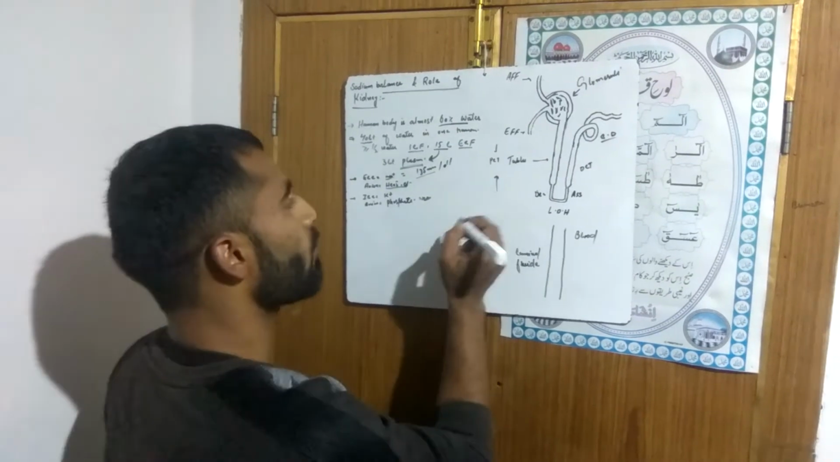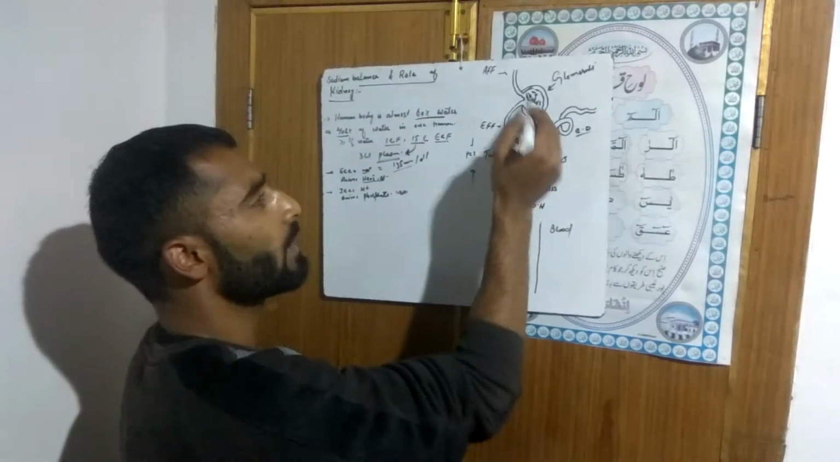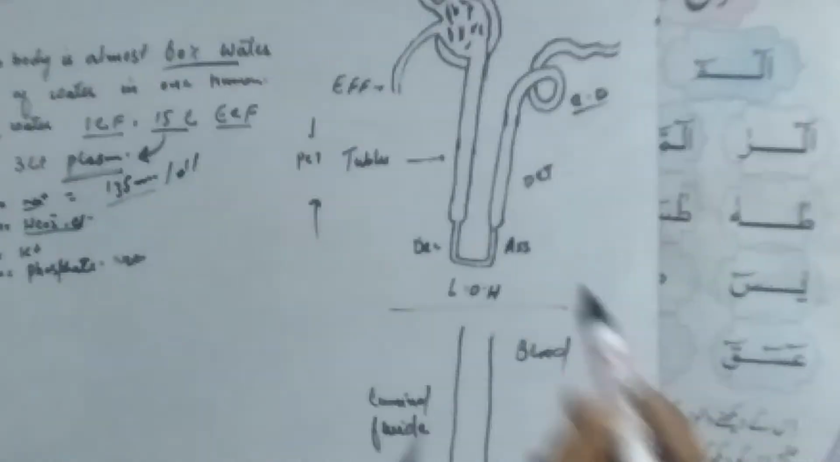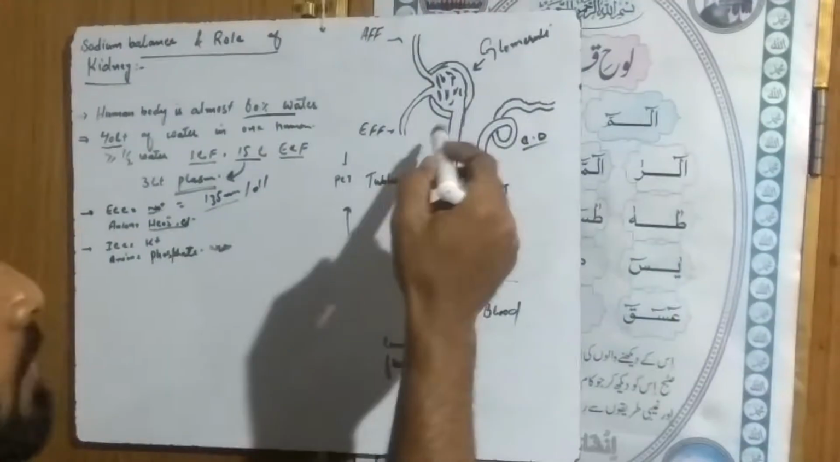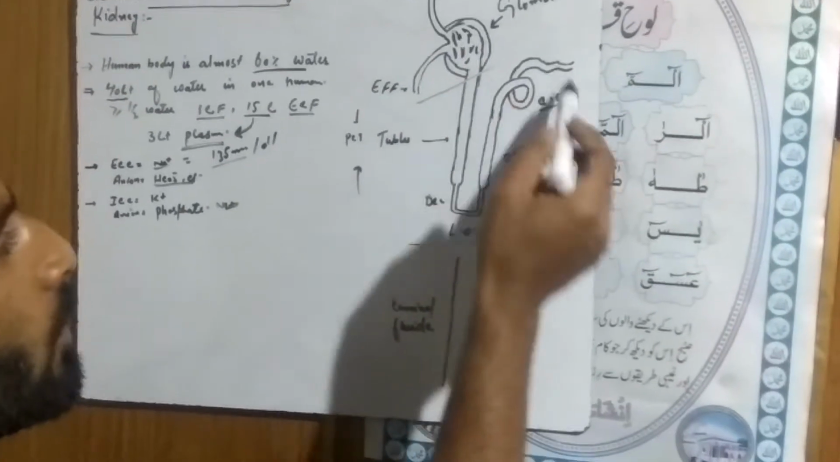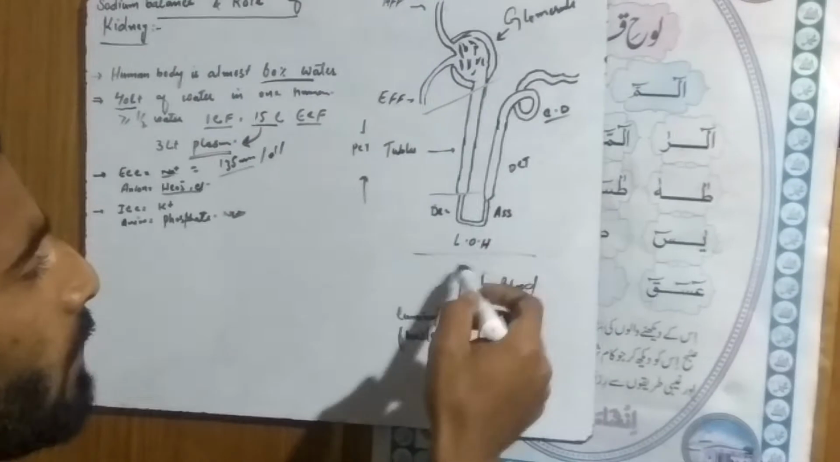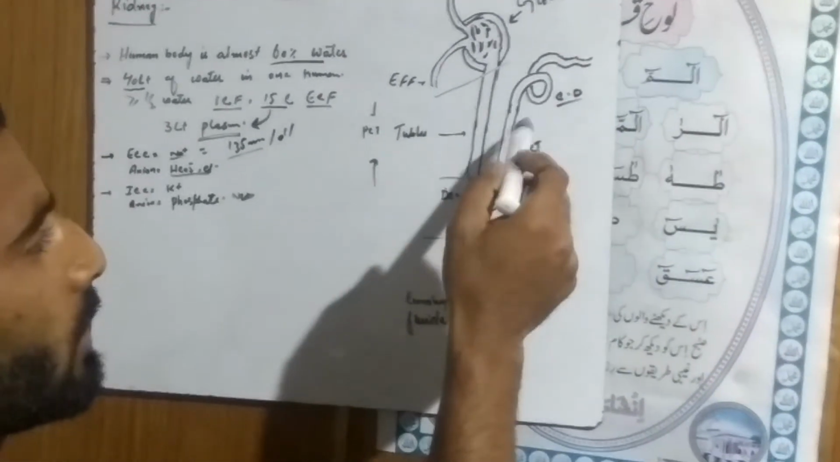So sodium is handled at almost every segment of the nephron. We know what this structure is. This is the nephron, which is the basic structural and functional unit of the kidney. So this nephron has all its segments. This is the glomerulus, this is the tubular portion. The tubular portion has its parts: proximal convoluted tubule, loop of Henle, distal convoluted tubule, and collecting duct.